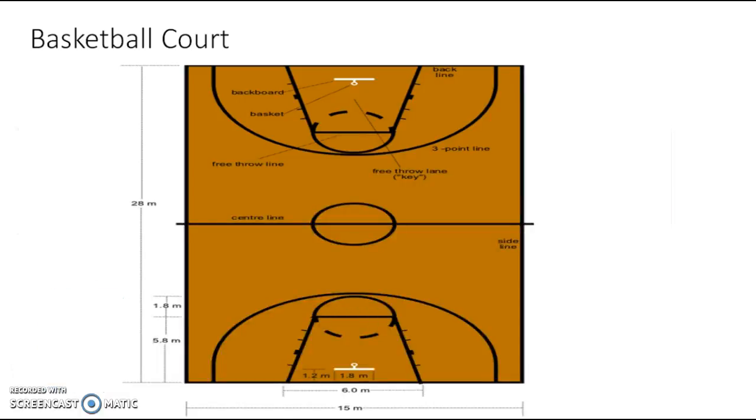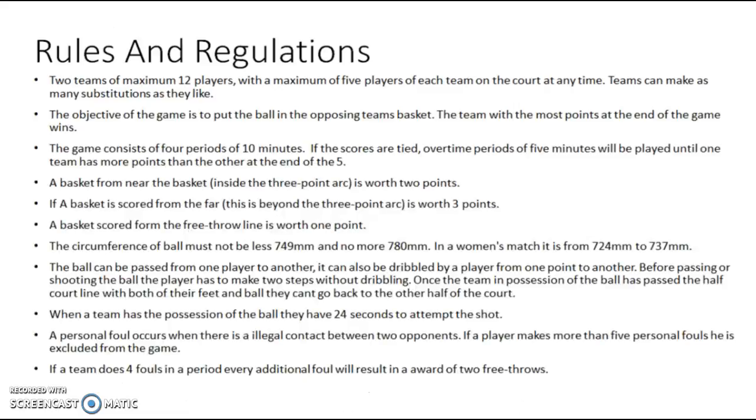The basketball court has a length of 28 meters and a width of 15. What are the rules and regulations? In each team, there are 12 players, and there can only be 5 on the court at a time. And you can make as many substitutions as you like.